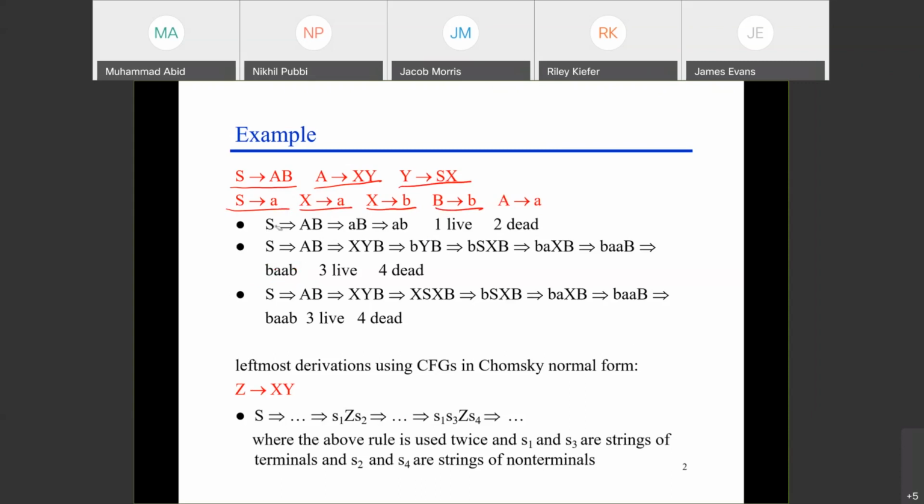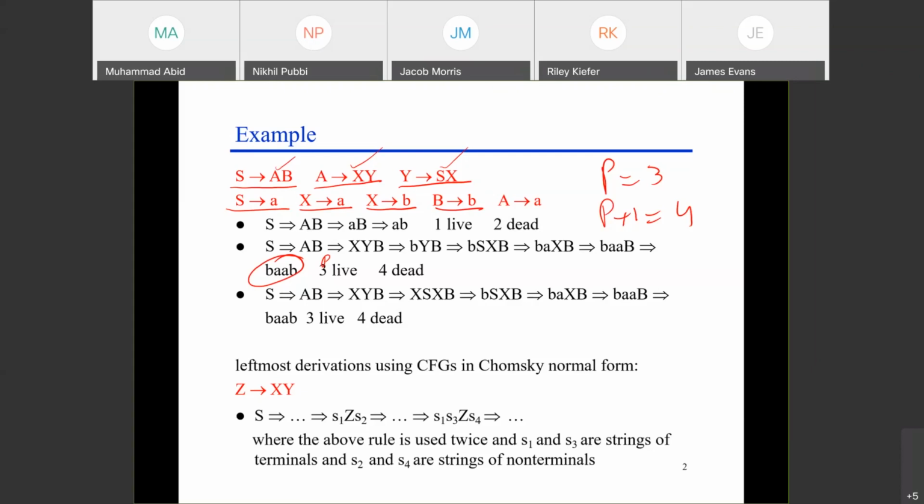Now our question is how many live production rules we use in this derivation. If you see, we have 1, 2, 3 live production rules, so P is equal to 3. So what is the rule for finding the length of the word? P plus 1, so the length of the word will be 4. Look at this one, it's a 4-letter word, BAAB. So you use 3 live productions and 4 dead productions, and the length of the word is P plus 1, which is 4 here. Okay, that's the idea behind that.